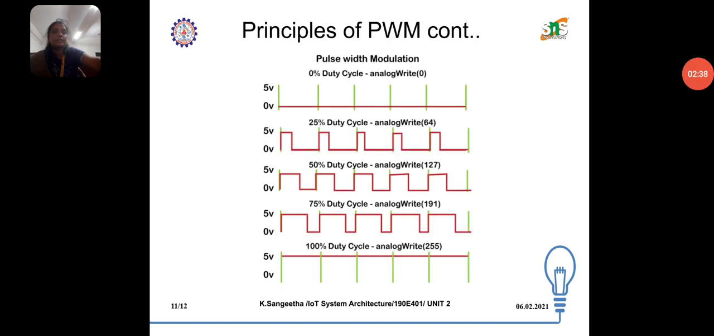Next, these are the various duty cycles of a PWM signal. The first one is 0% duty cycle, that is the on period is 0%. The second one is 25% duty cycle, that is analog write is 64. The next one is 50% duty cycle, so the on period is 50% and the off period is also 50%. The next one is 75% duty cycle, that is the on period is 75%.